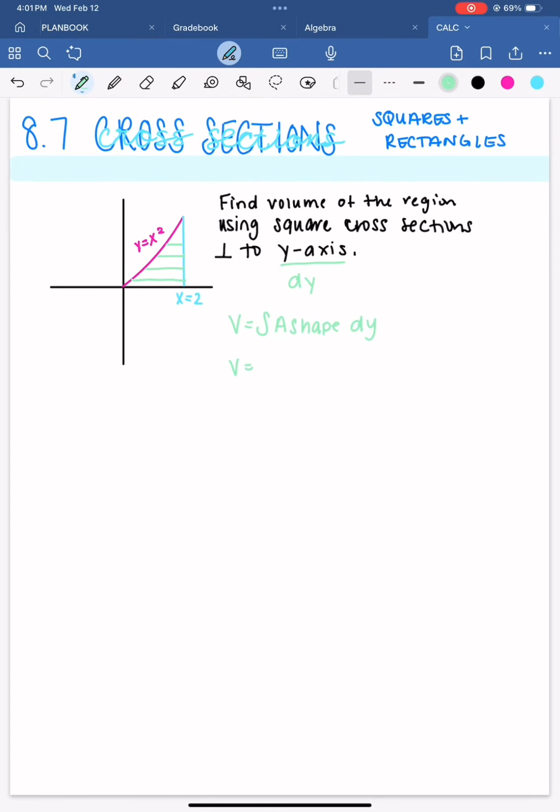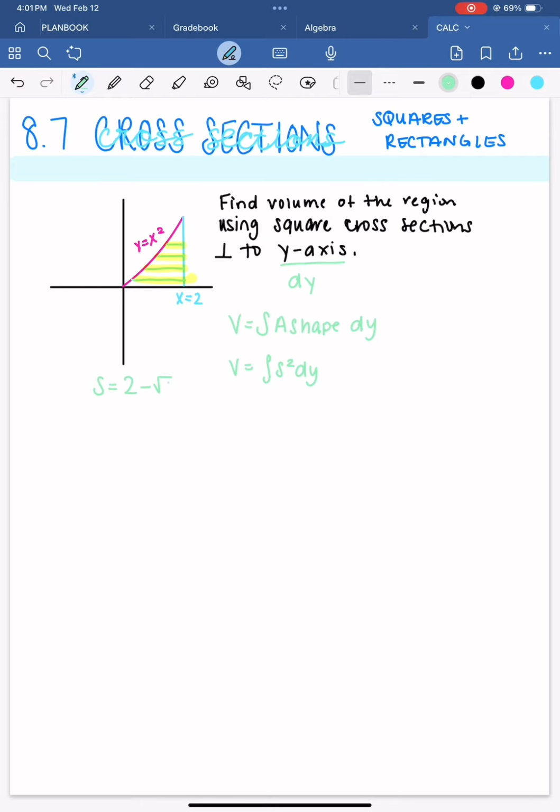Today we're going to talk about 8.7, finding the volume using cross sections. So you can see here I already wrote the question, and I want us to find the volume of the region using square cross sections perpendicular to the y-axis. So right away, whatever we're perpendicular to, that's what we're integrating with respect to, so it's going to be dy.